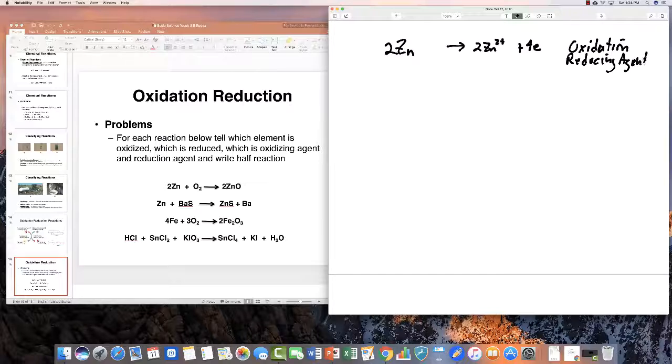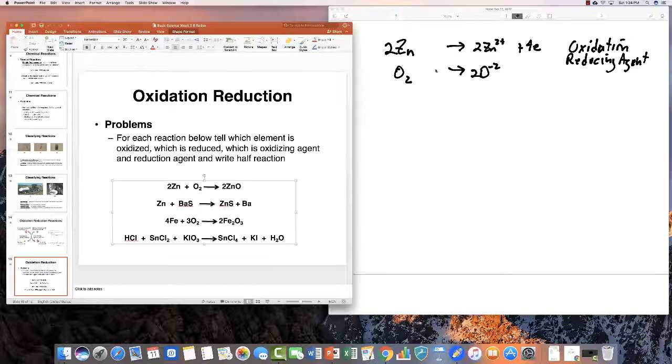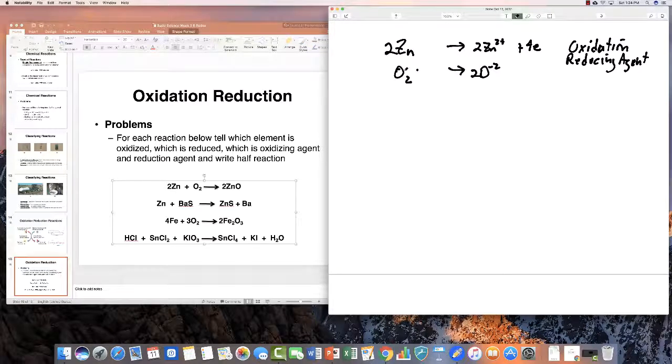And so the other half reaction is oxygen goes to form O 2-, and there's 2 of those because of this 2 right here. And in order to do that, it has to gain 2 electrons for each atom, so a total of 4. And notice that this and this are balanced together. This is the reduction side. The oxygen is reduced, and it is the oxidizing agent.